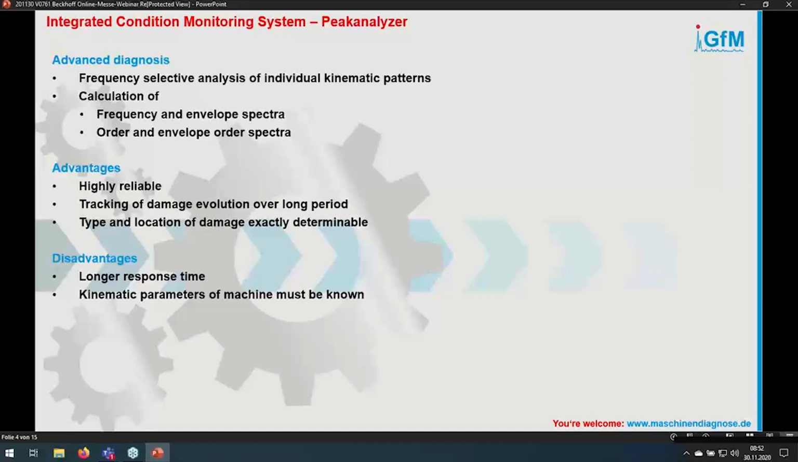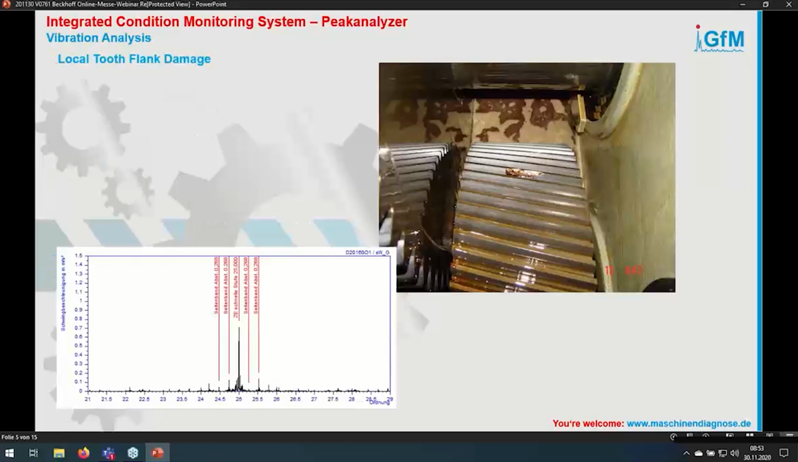A small disadvantage of this is that it takes a little bit longer to get a reliable answer from the system, since we have to do a lot more calculation and evaluate this accordingly. And during the configuration, we have to enter kinematic parameters of the machine. So you need to know how many teeth are on the gear and which bearings are in the machine.